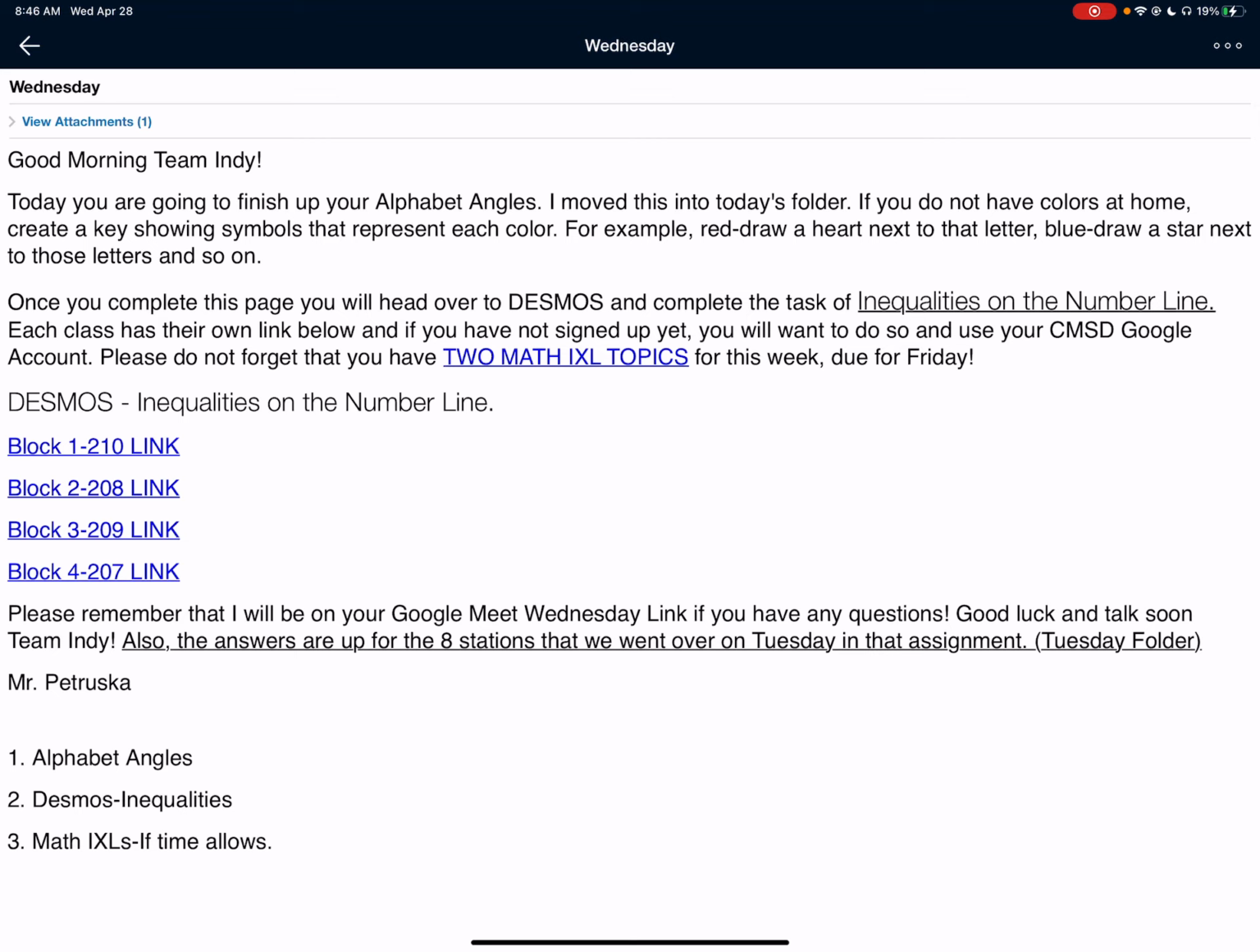Once you complete that alphabet angles page, you're going to head over to Desmos, and there is a task in there in regards to inequalities on a number line. So inequalities are those symbols that we talked about yesterday with less than, greater than, less than or equal to, greater than or equal to. And you're going to read the statement within it and then choose where the number or point goes for that question, and make sure that you're reading it carefully and you're placing it in the correct spot.